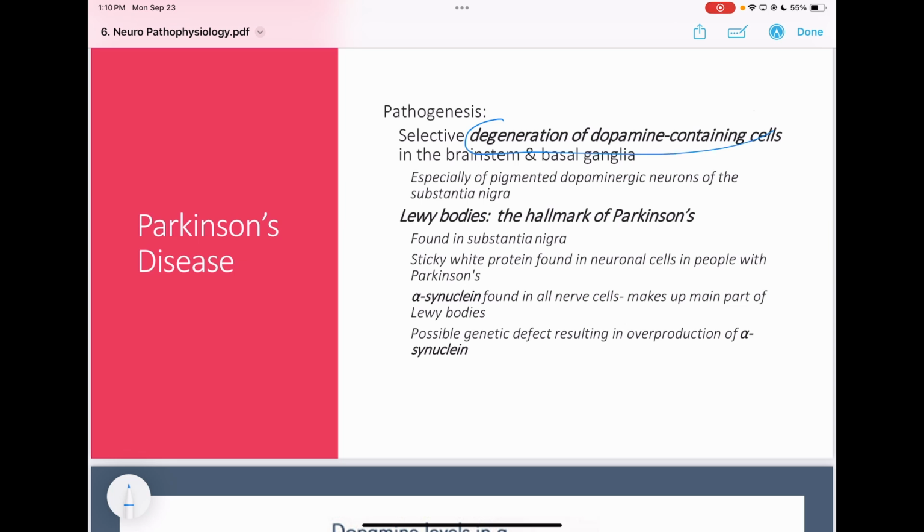Selective degeneration of those dopamine-containing cells. Okay, what color is dopamine? Black. That's what gives the substantia nigra its color. Nigra because it's black, dopamine. When you lose dopamine, the substantia nigra becomes paler and paler because the cells can't hold on to dopamine anymore. All the dopamine-holding cells have been destroyed.